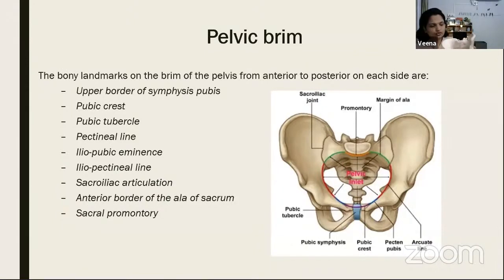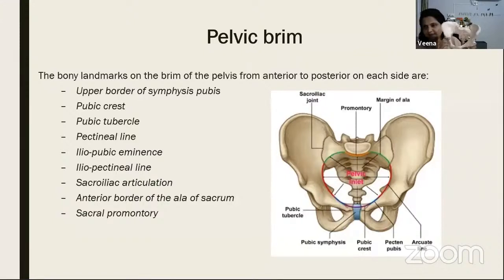If they ask you to show it, don't start from here and go only till here. You have to come back to that particular point. The brim is a complete circle. So start from here. We'll do again the upper border of the pubic symphysis. Symphysis is a joint, so this is only from here, the midpoint. And then we have the pubic crest and the pubic tubercle. The pectineal line is the pubic bone's line, actually part of the pubic bone.